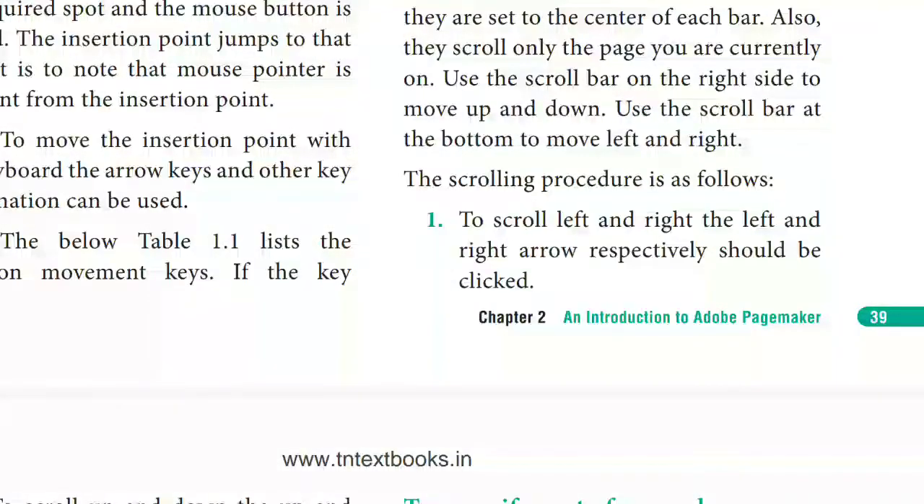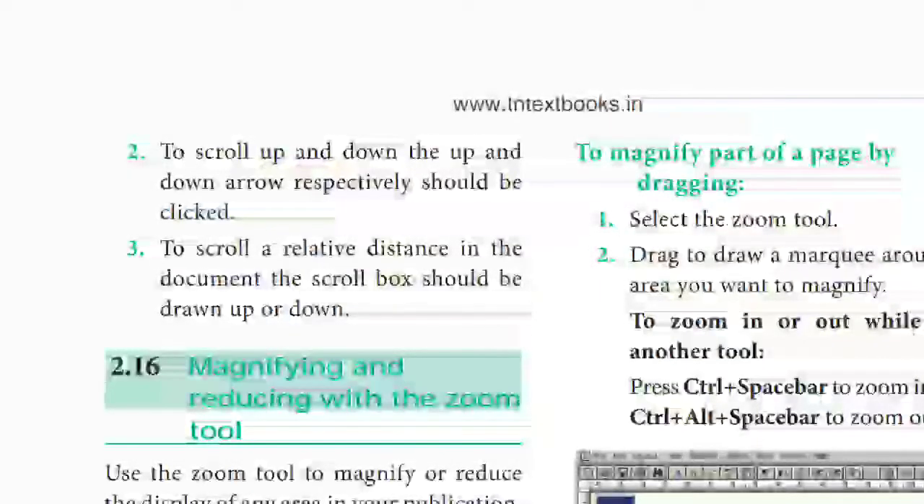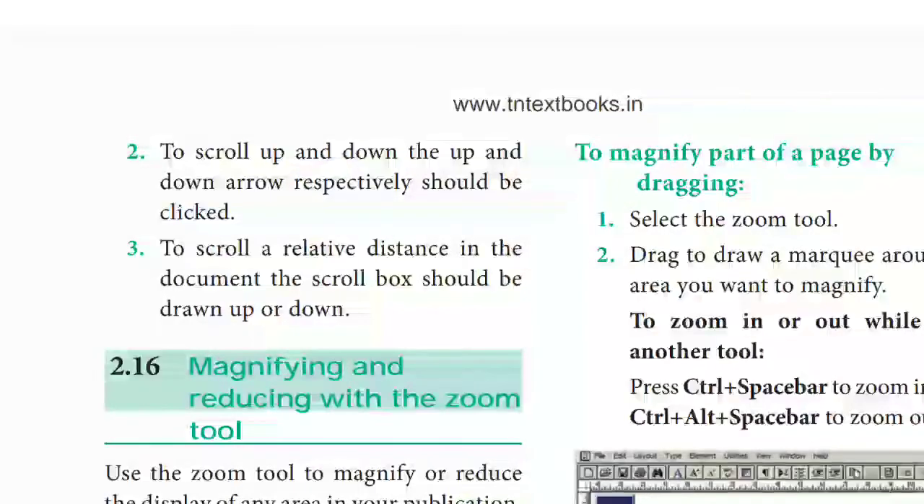To scroll left and right, the left and the right arrow respectively should be clicked. To scroll up and down, the up and down arrow respectively should be clicked. To scroll a relative distance in the document, the scroll bar should be drawn up or down. So you can use the scroll bar to move in any direction of the document.